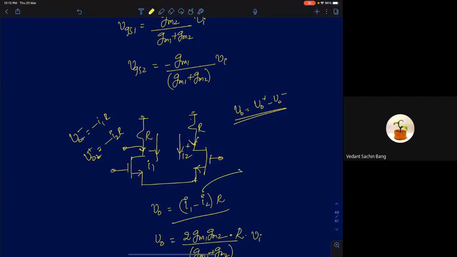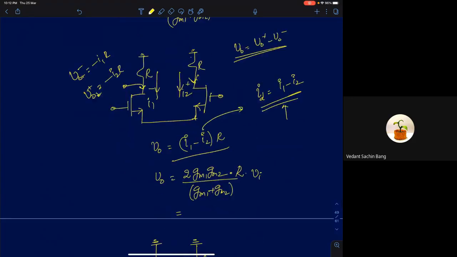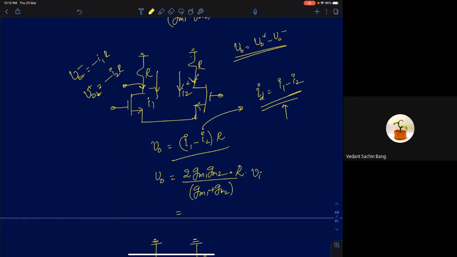This term I1 minus I2 is what we call the differential current. So ID is I1 minus I2, the differential output current for a differential amplifier. When you substitute it, you get I1 and I2 are same, so you will get 2 GM1 GM2 by GM1 plus GM2 into R. So that's your voltage gain if your GMs are unequal. If the two transconductances GMs are unequal, you get this expression for the voltage gain.